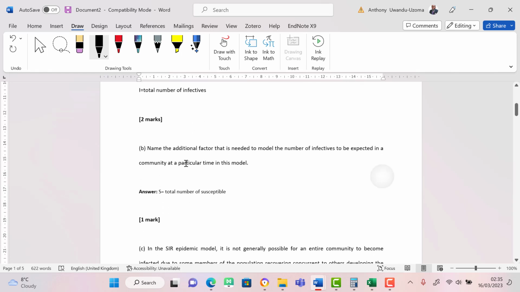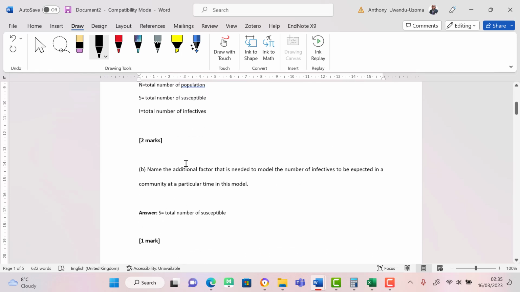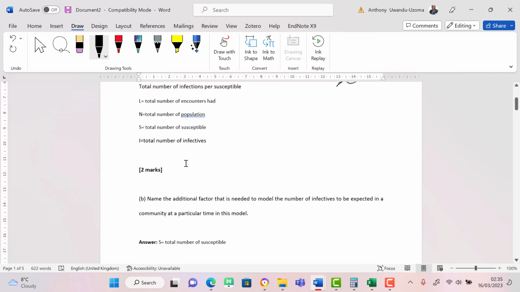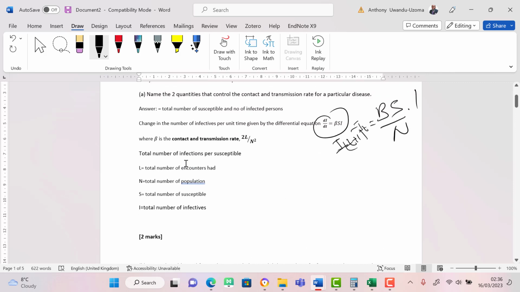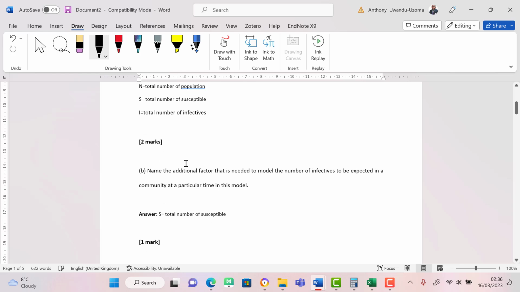All right, now name the additional factor that is needed to model the number of infected in a community at a particular time. If we remember our equation, you have your B, your S, and I over N, so the additional factor should be the total number of the population. Those are the three main things. The total number of the population.